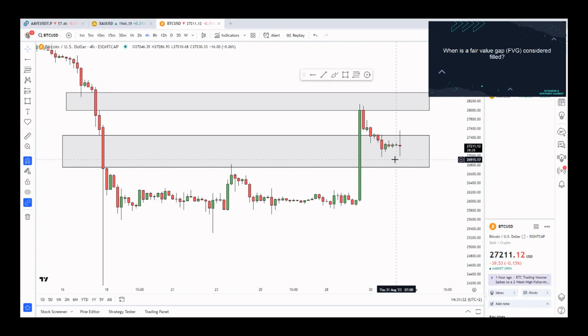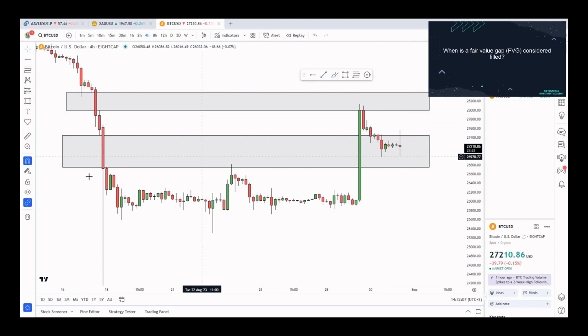So we have this point, and as you can see, this fair value gap is considered filled. Although it's filled, it still has value, as it could act as resistance or support. As you can see, this fair value gap touched a little inside the gap and then rejected. So the question is, do you consider this filled or not?